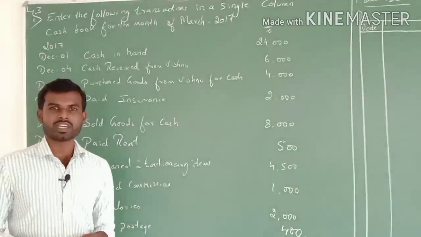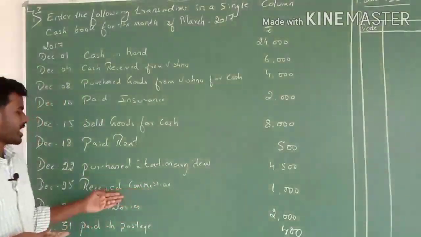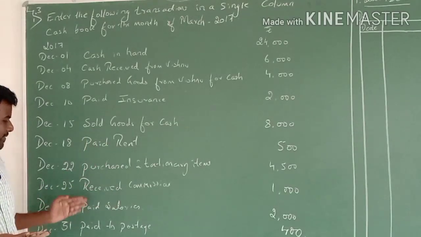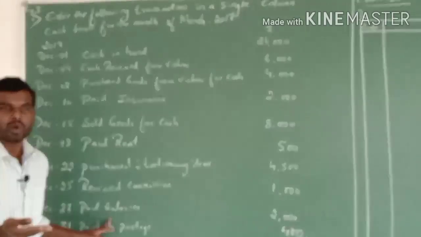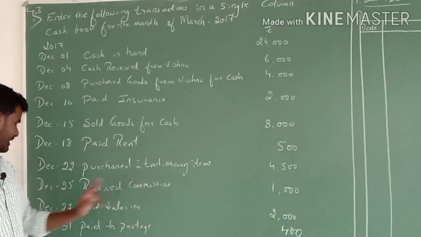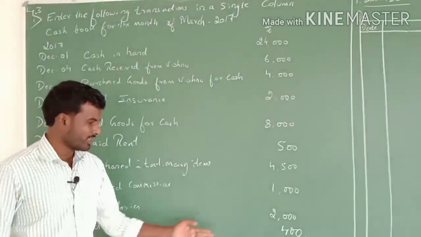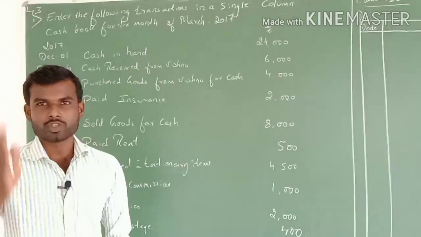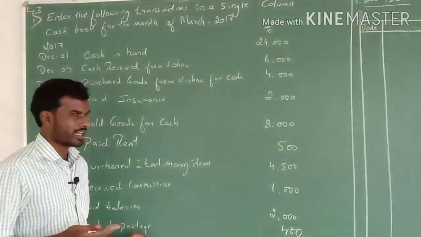Again, given on December 25th, received commission. Received commission means here what happens? Our cash balance increases, so it should be recorded under which side? Debit side. Again, December 27th, paid salaries is given. When we pay the salaries, automatically what happens? Our cash balance decreases, so it should be recorded under the credit side. Again, on December 31st, paid postage. How much is given there? 400. So it decreases our what balance there? Cash balance. So automatically it decreases our cash, so it should be recorded under the credit side.